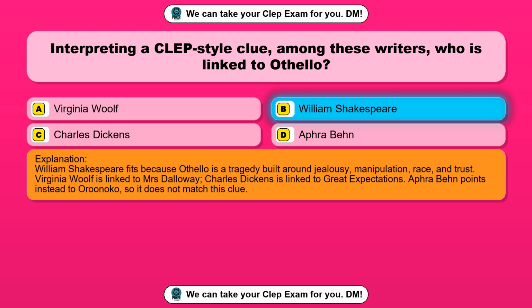William Shakespeare fits because Othello is a tragedy built around jealousy, manipulation, race and trust. Virginia Woolf is linked to Mrs. Dalloway, Charles Dickens is linked to Great Expectations. Aphra Behn points instead to Oroonoko, so it does not match this clue.